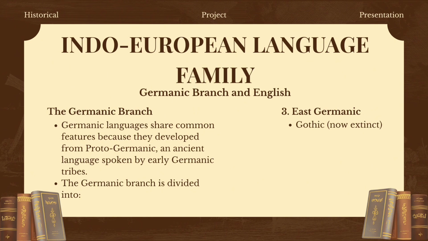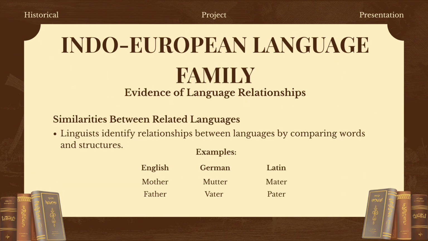Okay? So now let's proceed to the evidence of language relationships. So how do linguists know that languages are related? So they compare different languages by looking at their vocabulary, sounds, and so on. We have here English, German, and Latin. We have mother and father in English, mother and father in German, and mother and father sa Latin.